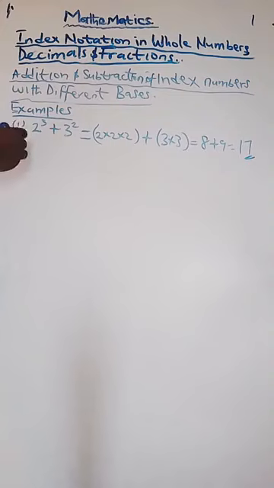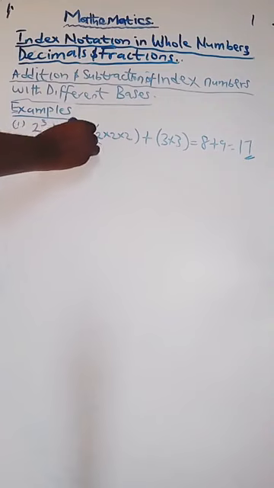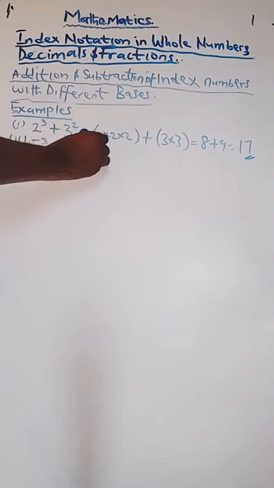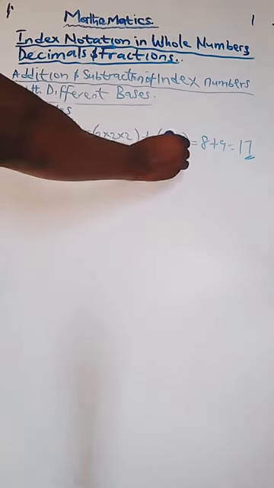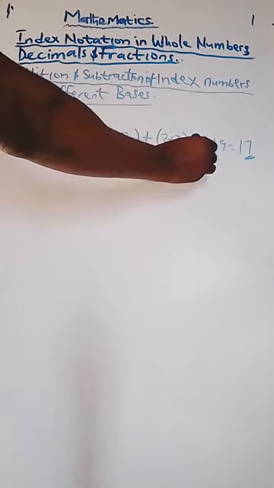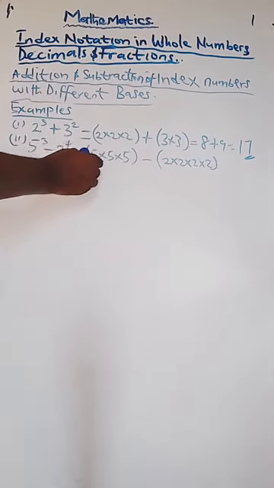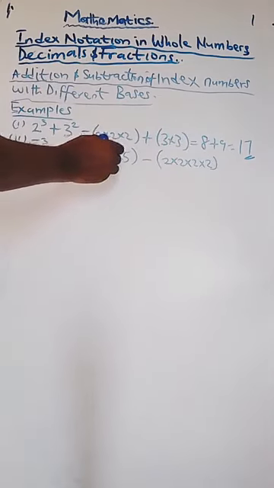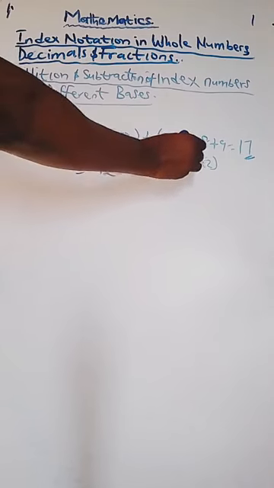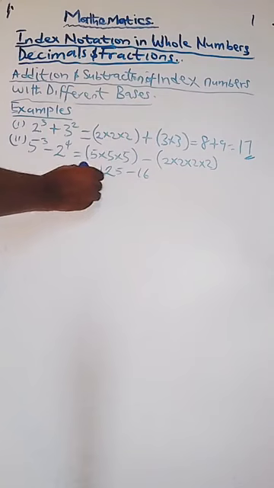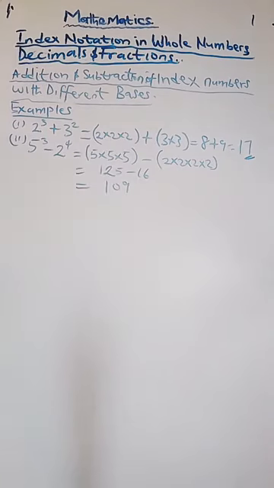Let's say you have another one that says 5 raised to power 3 minus 2 raised to power 4. The same way, you break this one into multiplication form. This is 5 times 5 times 5 minus 2 times 2 times 2 times 2. That is 2 in 4 places. So 5 times 5 times 5. 5 times 5, 25. Times 5, that is 125. 2 times 2, 4. Times 2, 8. Times 2, 16. So 125 minus 16, that is 109. So that is a simple way to solve this.